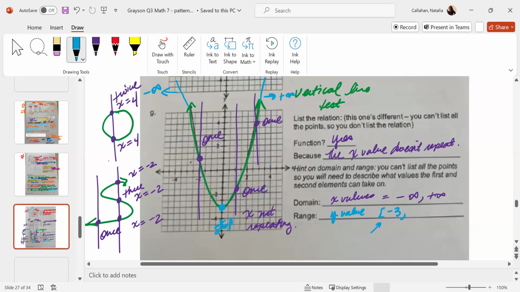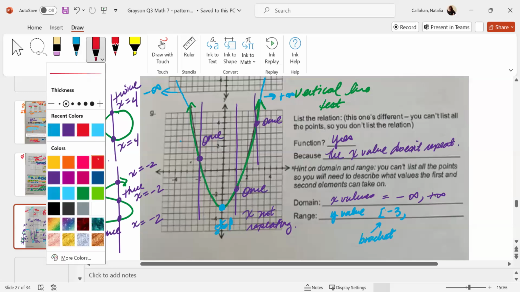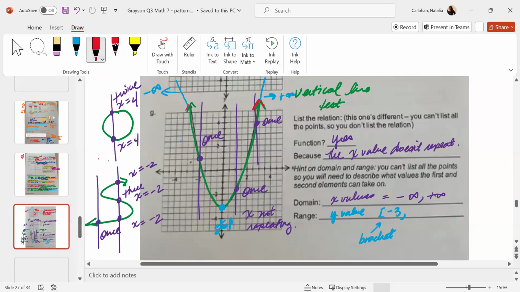So you want to use a bracket. Okay? And then when it goes up, does it keep going up or does it eventually stop? So then it's the positive infinity. And the positive infinity is going to be parentheses because you can't definitively say that positive infinity is like 100,000 or it's 2 million, right? It's positive infinity, keeps going. So it has to be parentheses. So that is your answer.